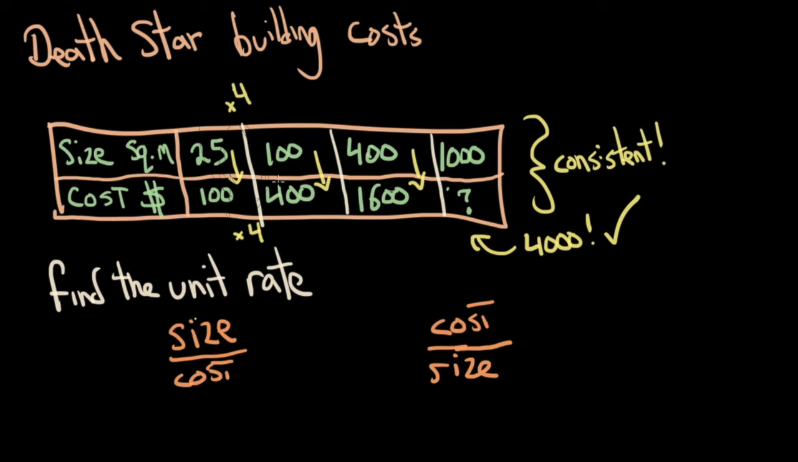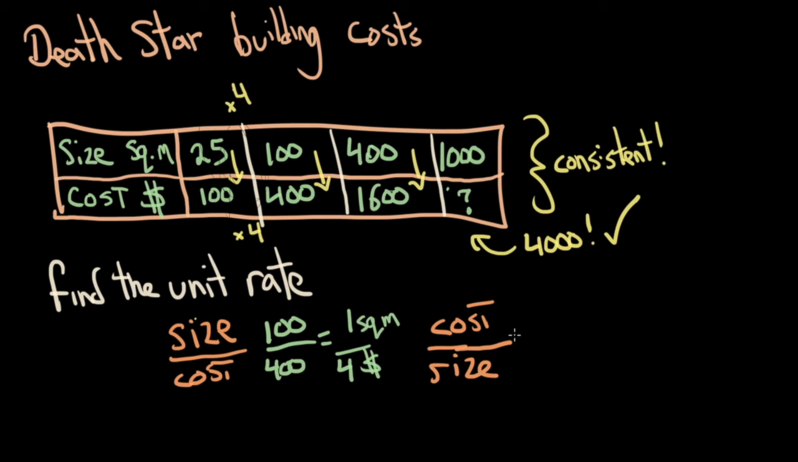So for the size one, I'm going to grab maybe the 100 and 400. So the size was 100 and the cost was 400. Remember, I'm going to simplify that. I'm going to divide both by 100. So it's 1 over 4. And the size was square meter, so it's 1 square meter per $4.